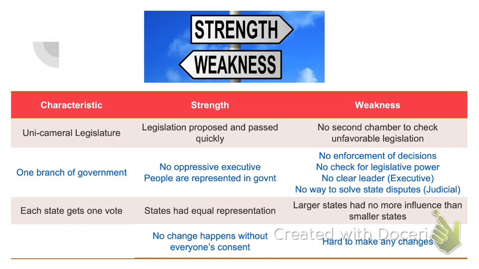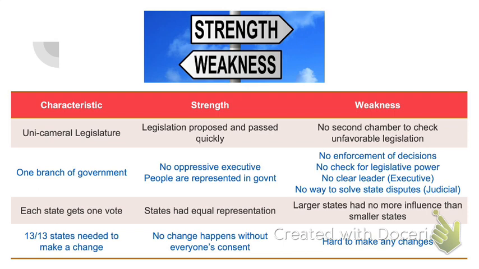Okay, and then the last one. In order to make changes to the articles, all 13 states had to agree. Think about your family when you're trying to decide where to get the pizza from or what you're going to eat on a weekend if you're ordering out. It's kind of hard to get to the same decision, right? And the same is true, especially when we're looking at all of these different states who have all these different needs. It was really hard to pass any law or any change to the articles.